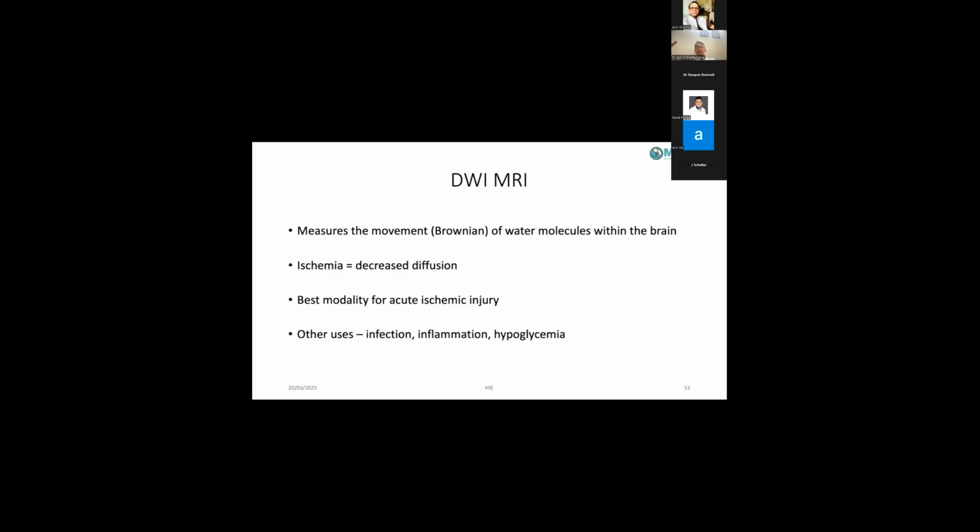That's how the normal T1, T2 MRI looks at it. But when there's a disruption, water can come out, it can go in, and the detection of that movement is done by the diffusion weighted MRI. So ischemia, decreased diffusion. This is the best modality for acute ischemic injuries, also in the cases of infarcts. And you can imagine, because the diffusion will be limited or facilitated by either the intact membrane or the breakdown of the membrane. The other uses will be infection, inflammation, and also hypoglycemia, where the integrity of the membrane is disrupted.